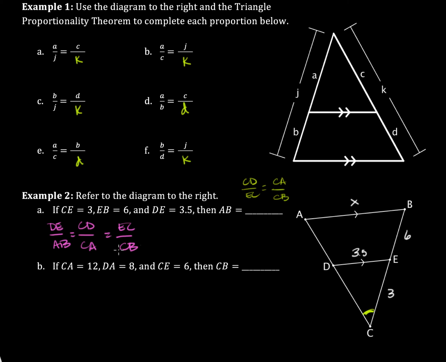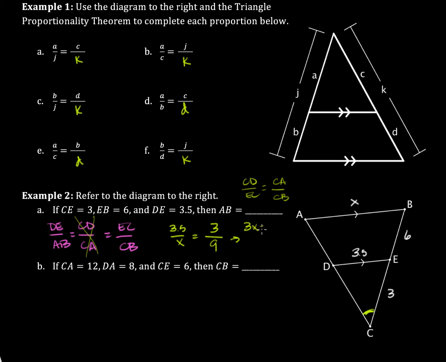Now, if I'm trying to find AB, if I take this ratio here, and I put an X where the AB is, and I put a 3.5 right there, now I just need to fill in another ratio using one of these and the numbers from the picture. Now, of course, I don't know anything about CD and AC, so that's probably not the one I'm going to concentrate on right there. But if I look at EC over CB, I know both of those lengths. I know that EC is 3, and I know that CB would be 9. It'd be 6 plus 3. So now you can see I have a proportion set up that I should be able to solve.